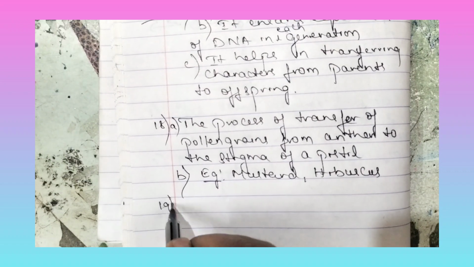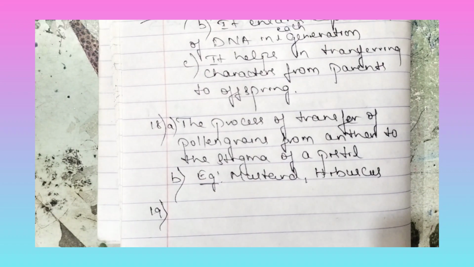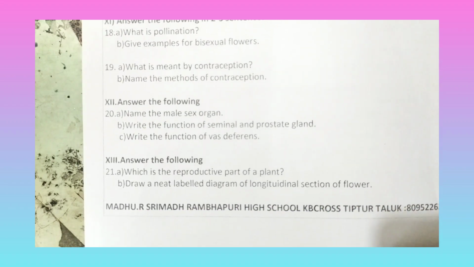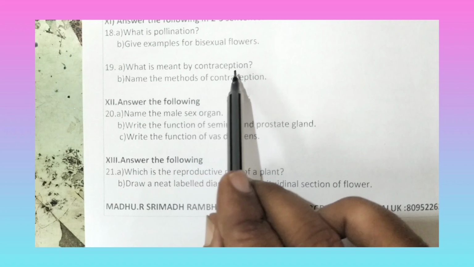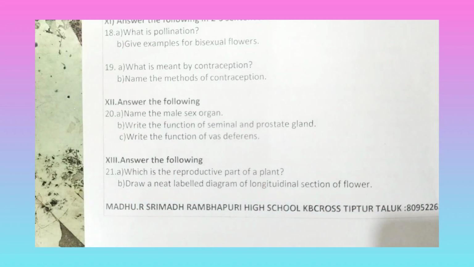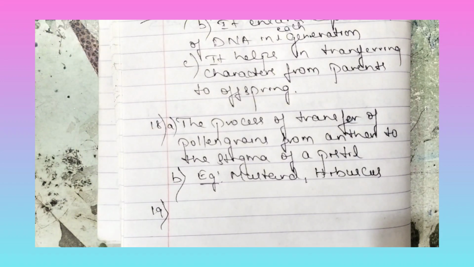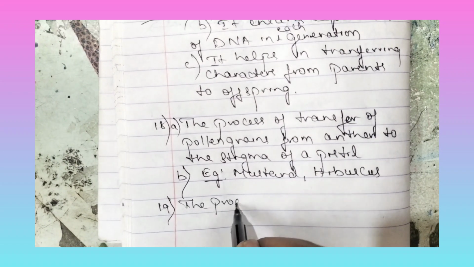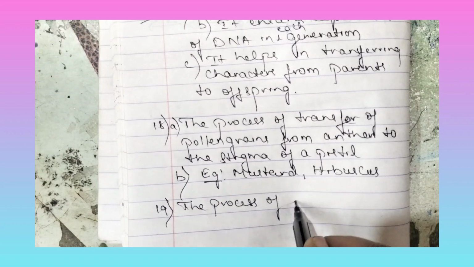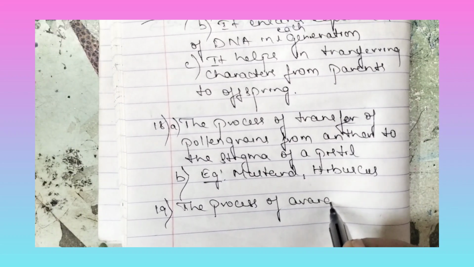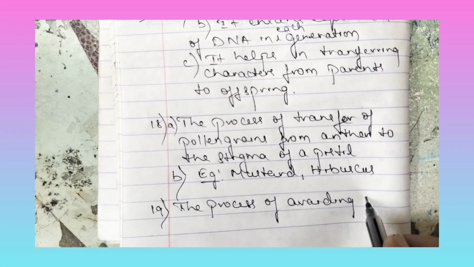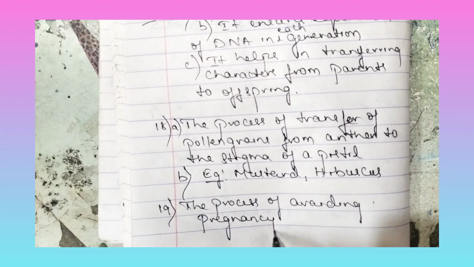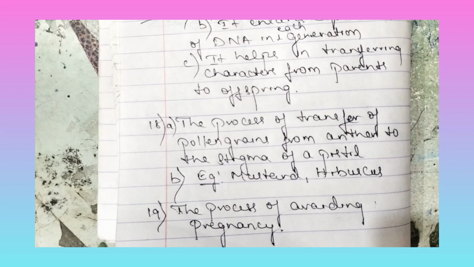Now let us move to question number 19. In question number 19, they have given, what is meant by contraception? Name the methods of contraception. What is meant by contraception? The process of avoiding pregnancy is called contraception.